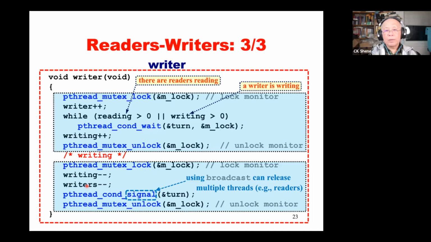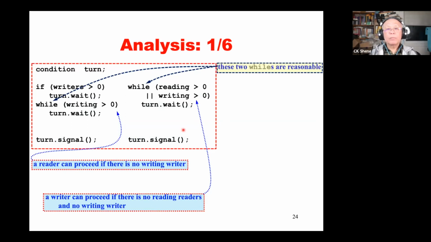Then let's analyze this solution. Always keep this in mind: Pthread uses a Mesa type monitor. Now, this while and this while are reasonable. This while means that once a reader sees there is a writer writing, it keeps looping here, waiting. Reasonable. And this while is the writer part. I only take this here and remove all the unnecessary parts. So this is the writer part. The writer would loop as long as there are readers reading or there is a writer writing. So far, these two whiles have no problem at all.